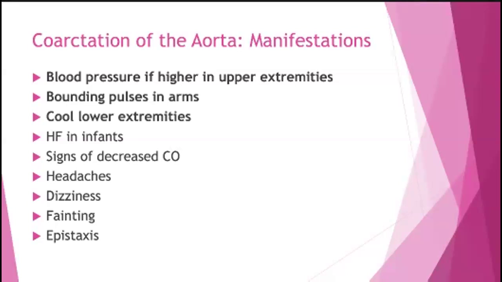They might have headaches, nosebleeds, and dizziness. They'll have strong bounding peripheral pulses in their arms, but weak or absent peripheral and femoral pulses in their legs. They might have leg cramps or pains with activity because we're having reduced blood supply to those lower extremities, which have very large muscles in them, and those large muscles require a lot of blood and oxygen to keep them working. On assessment, we'll see a systolic murmur.